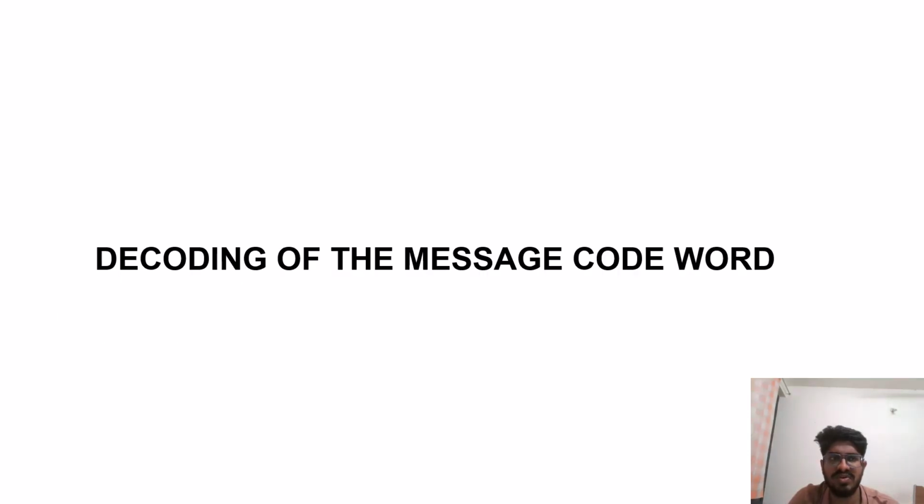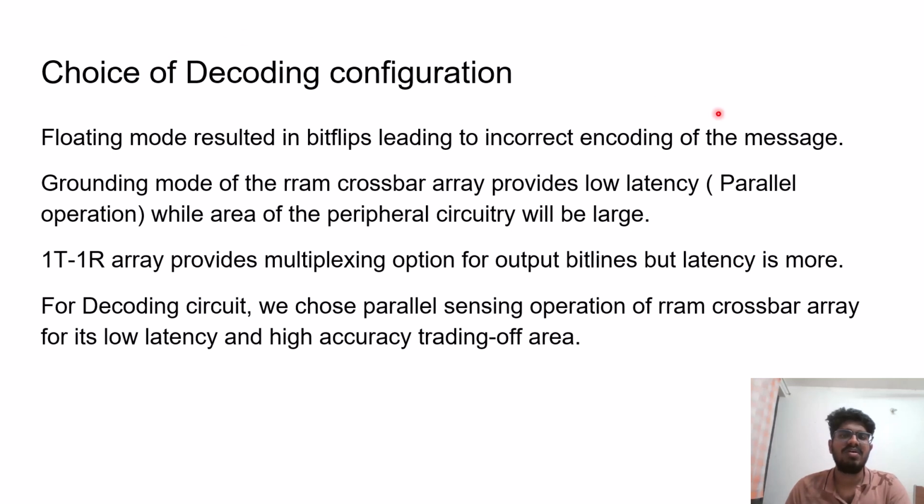Decoding of the message code word. Choice of decoding configuration. In our project, we tried to implement all three configurations for the encoding mechanism of Hamming code. We have tabulated all the results of corresponding message bits and their corresponding encoded words. We have found that by using floating mode, sneak path currents resulted more and it caused bit flips. So it caused incorrect data or encoding of the message.